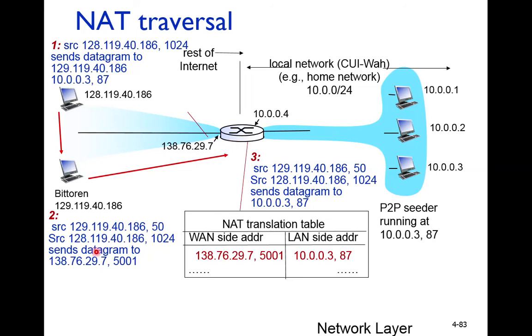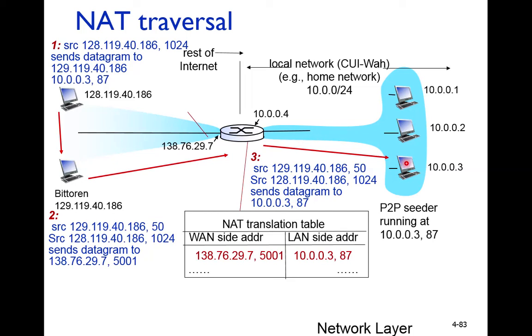When this packet is received, the entry for this IP address and port number is stored here. So it will be replaced by this IP address and port number, and forwarded onward. When the message is received by this machine, it comes to know that this data is not from here, but was originated by the source address 128.199.40.187. In this way the NAT can be traversed by using this intermediate node.